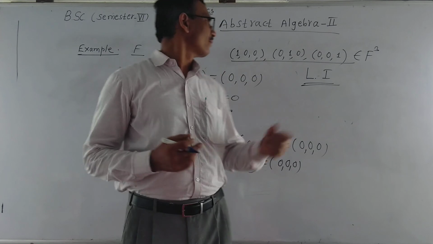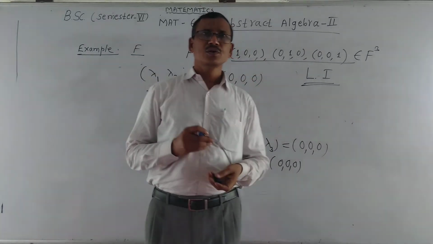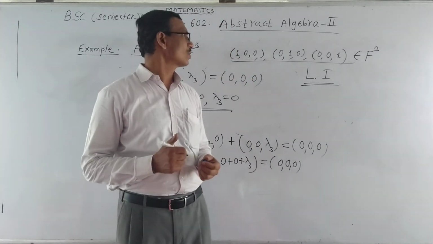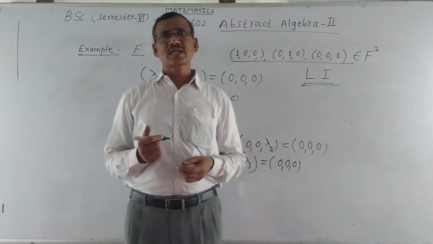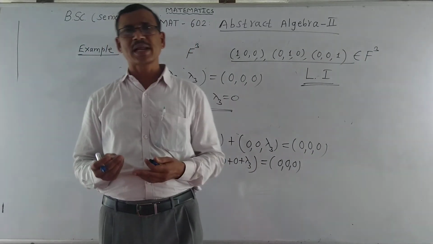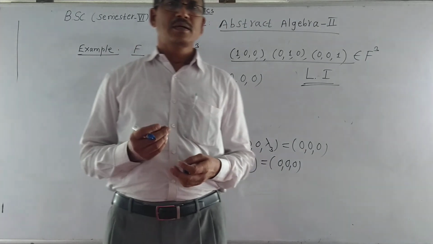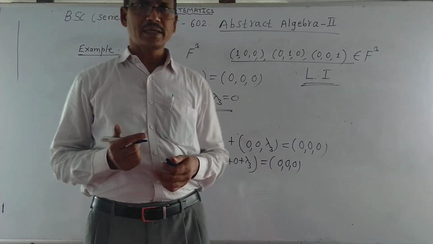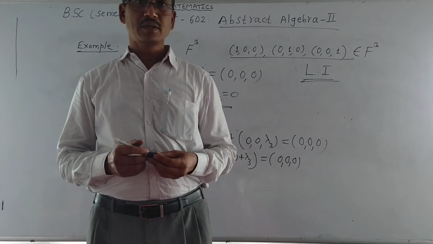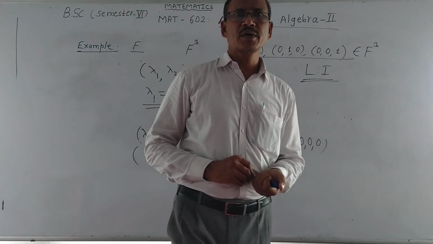Therefore, the given vectors (1, 0, 0), (0, 1, 0), and (0, 0, 1) of the vector space F3 over the field of real numbers are linearly independent. Okay? We shall conclude our today's lecture.